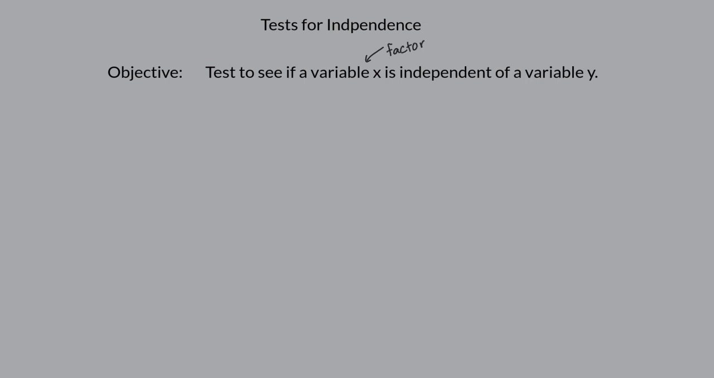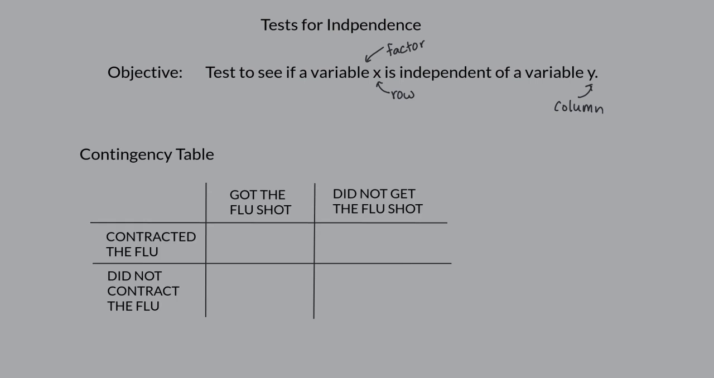Instead of using the word variable, we can think about this x value as a factor of a population, and we're comparing it to another factor. So x is one factor, and we want to know if this factor is independent of the y factor. Oftentimes, the independent variable will be considered our row variable, and the dependent variable y will be considered our column variable. To do that, we look at a contingency table, which we saw when we talked about probabilities.